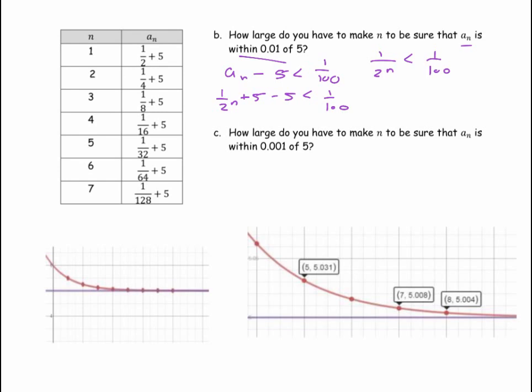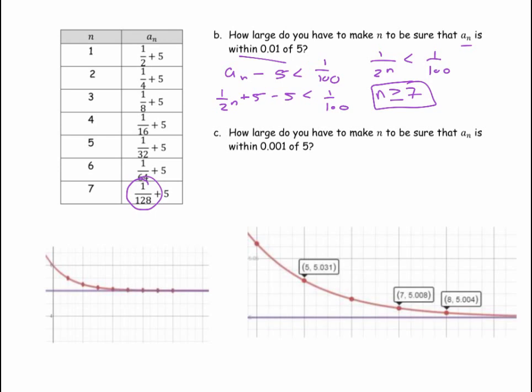So now it boils down to, well, when is 1 over 2 to the n less than 100th? And even here, I think we can use this table here on the left. 1 over 2 to the n is less than 100th right here when we get to 7, right? So we would need n to be bigger than or equal to 7. And as long as you do that, you know that you're within 100th. So you're a distance of 100th or closer to 5, as long as n is bigger than or equal to 7.